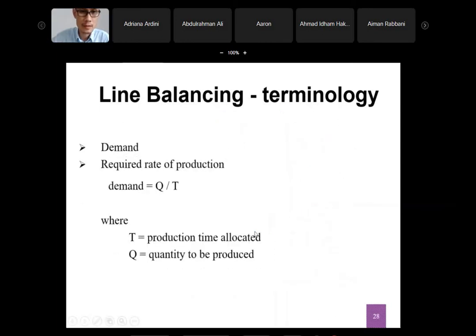Next, demand rate. Demand rate is Q divided by T. So in other words, it equals 1 divided by cycle time.